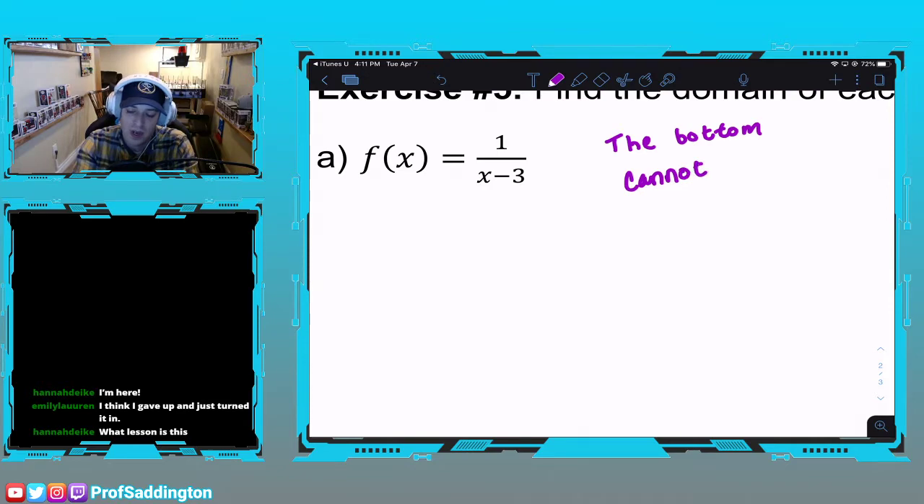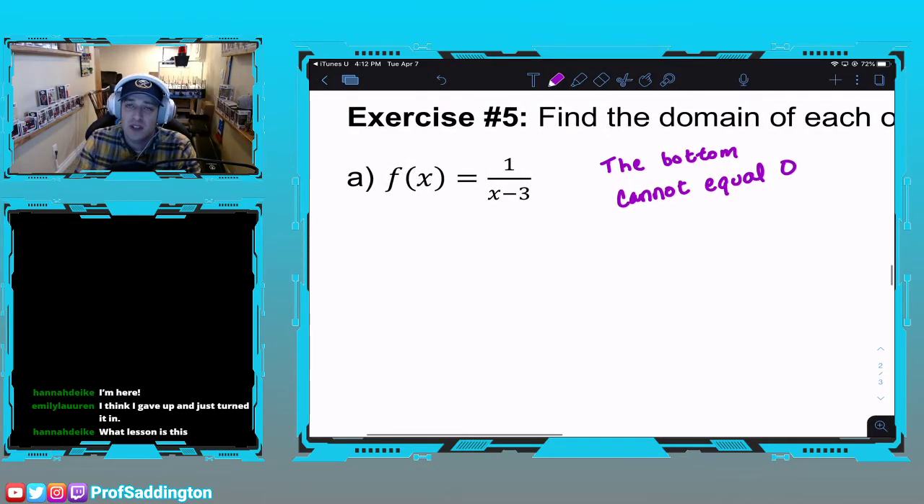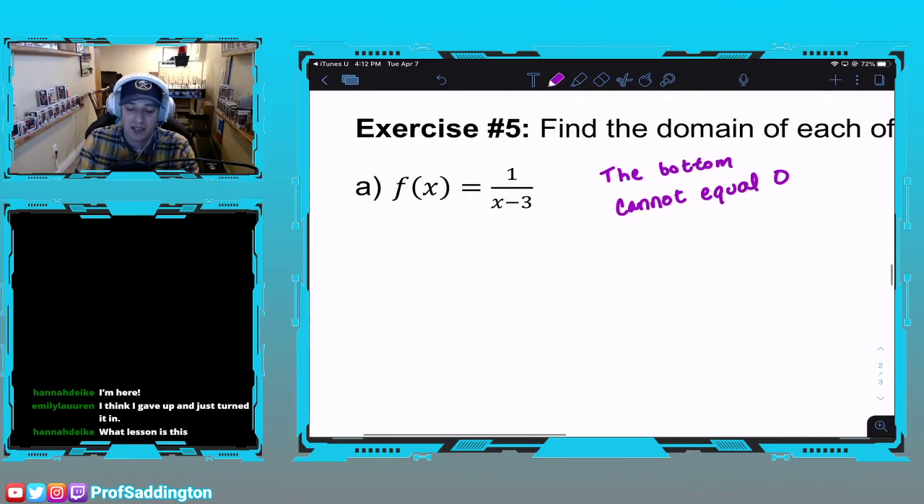And the reason why is if we do set it equal to 0, that means that it's going to be undefined because we're not allowed to divide by 0. So anytime you see a question that says find the domain, they're telling you to find the x values that make it so this fraction does not work. Well, what I'm going to do then is just look at the bottom and set it equal to 0. So I'm just going to say x minus 3 is equal to 0.